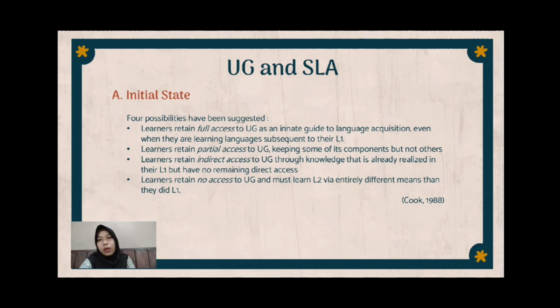Alright, the next is universal grammar and SLA. L2 learners may still have access to universal grammar in the initial state of SLA, as well as knowledge of L1, but there is no agreement on this. There are 4 possibilities that have been suggested, as you can see on the screen, and those are according to Cook in 1988.